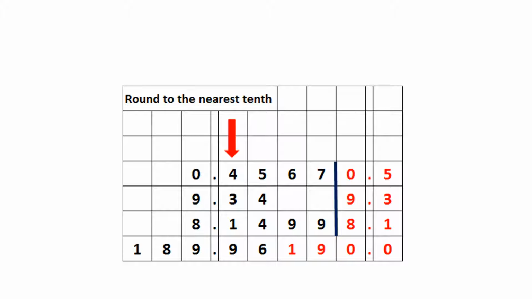The next example is 189.96. Now the number next to the 9 is a 6, so that means the 9's going up to a 10. Well, you don't write 10 after the decimal, so the 1 goes to the 189, that'd be 190, and dot 0. You use that 0 because it's to the nearest tenth.